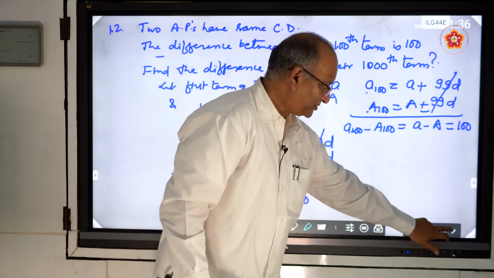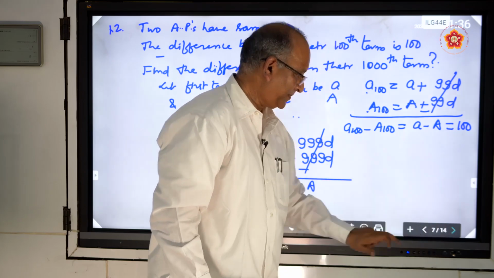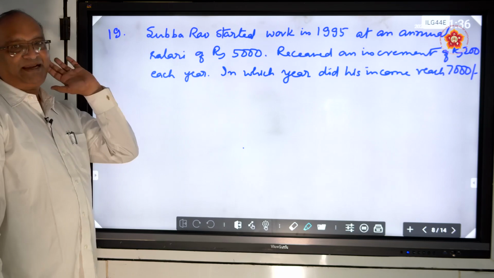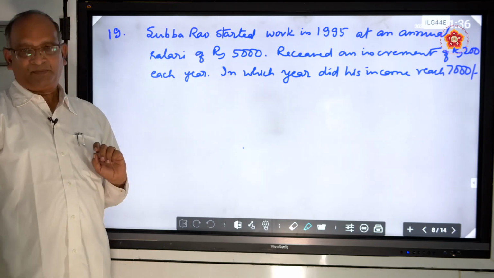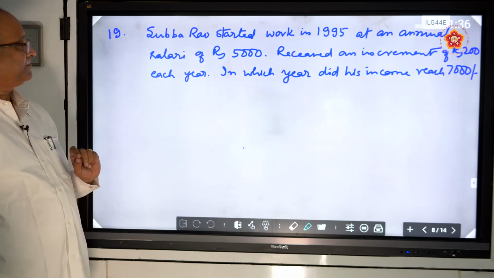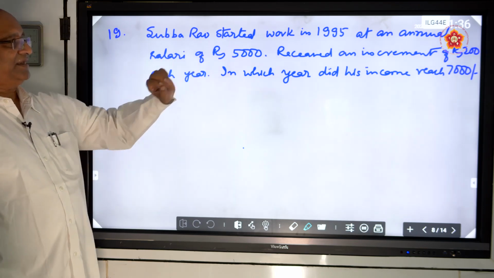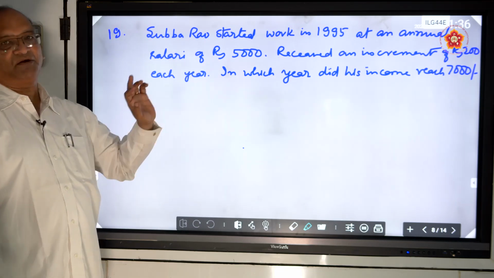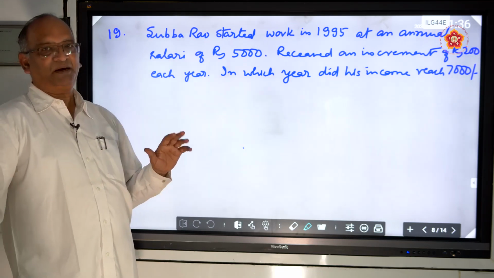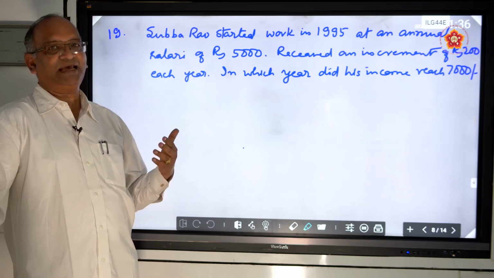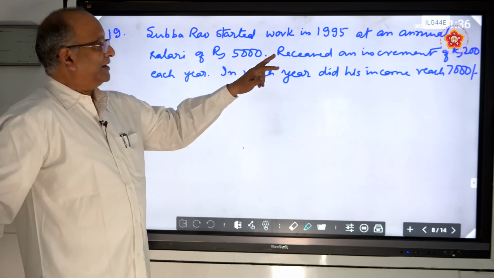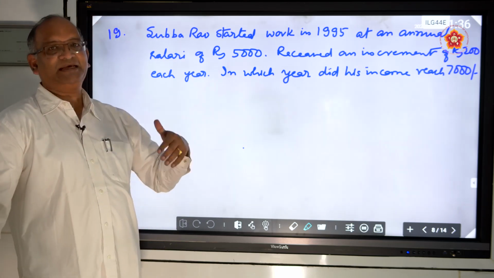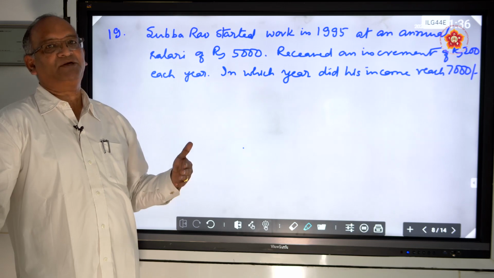Let us move on to the next problem. This is an application problem. Subbarao started work in 1995 at an annual salary of rupees 5,000 and received an increment of rupees 200 each year. Every year his salary gets increased by 200.